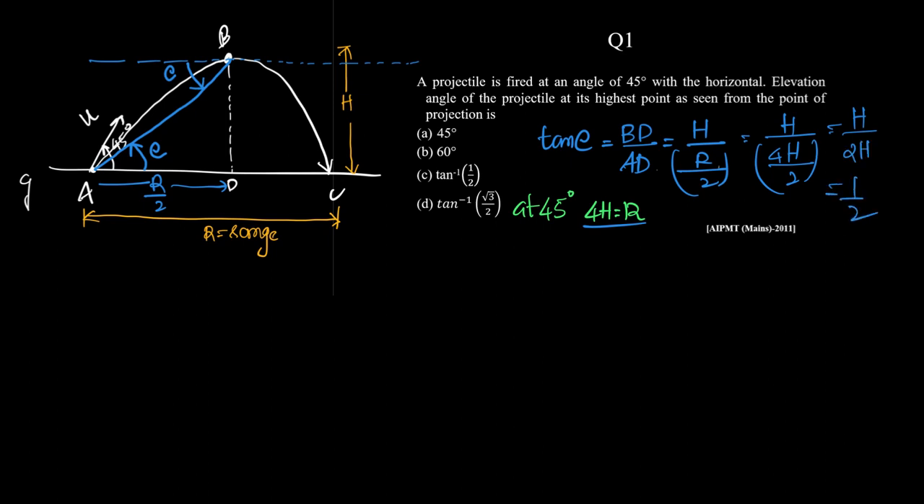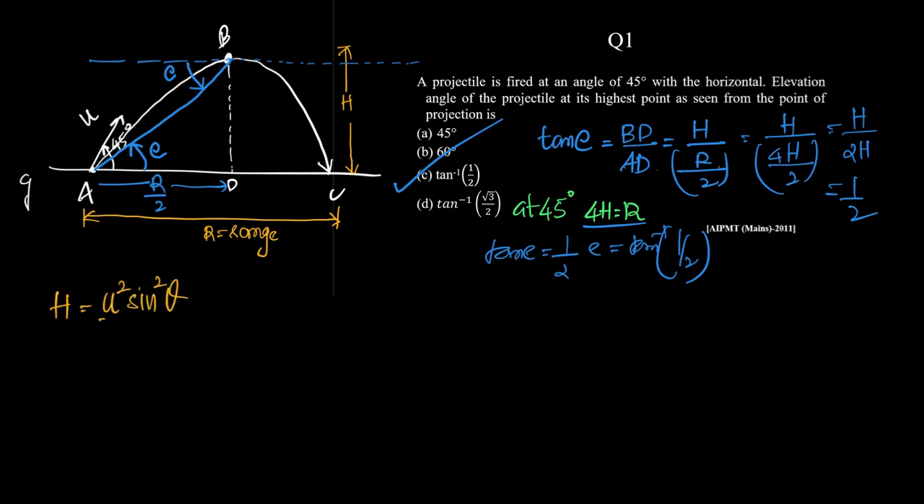So if tan E is equal to 1 by 2, what is E equal to? E will be tan inverse 1 by 2. Therefore the correct option is option C. What is H equal to? H we know is U square sine square theta by 2g. And what is R equal to? R is U square sine 2 theta by g.